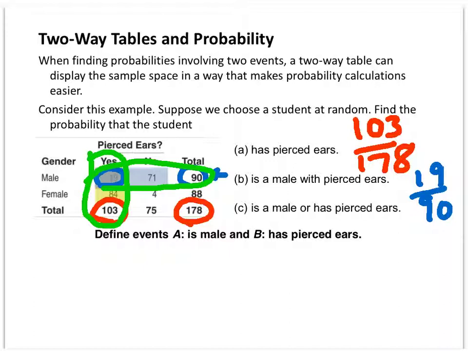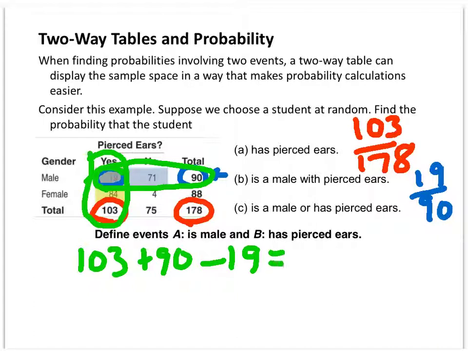And you realize, oh, we double counted here. We had 19 males who also had pierced ears, so we need to subtract those. So we're going to add the 103, total number of students who have pierced ears. We're going to add the number of males, but then we're going to subtract all the students that were double counted here. And so I end up with a total of 193 minus 19, which is 174 out of 178 students. So there are 174 out of 178 students who were either male or had pierced ears.